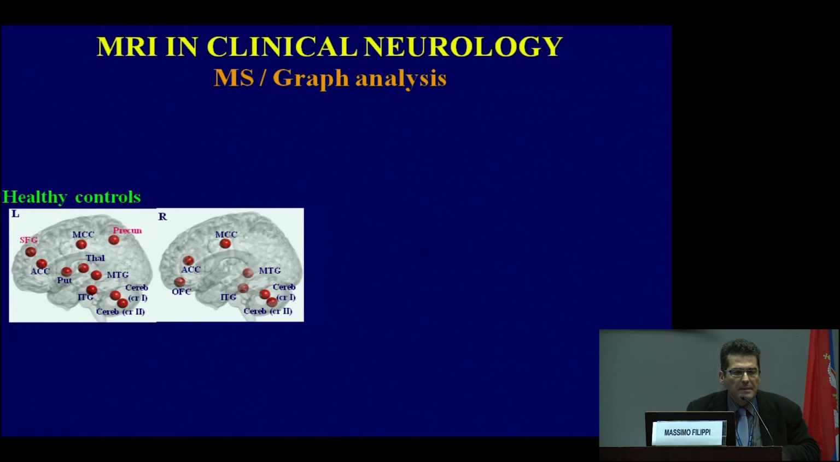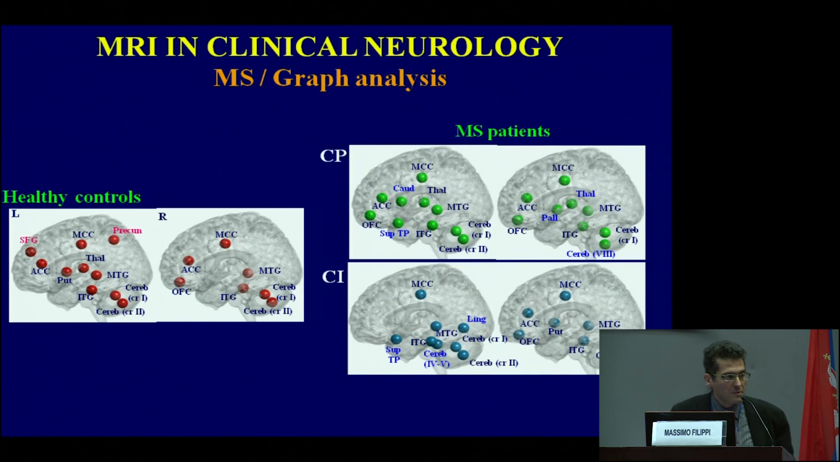So we created hubs in healthy people. These are the hubs that are seen in healthy people between 20 and 40 years of age, which is the typical age of patients with MS, at least when they start. And this is what happened in the brain of patients with MS. These are 250 patients, so it's a big study, pretty robust.